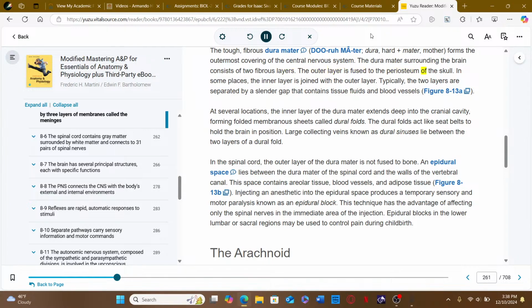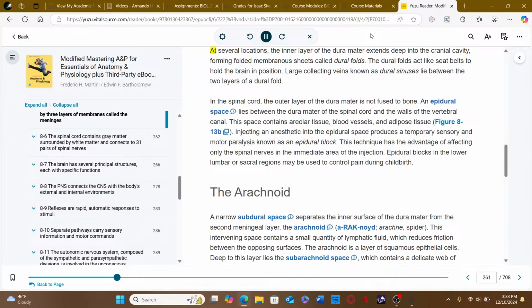The outer layer is fused to the periosteum of the skull. In some places, the inner layer is joined with the outer layer. Typically, the two layers are separated by a slender gap that contains tissue fluids and blood vessels, figure 8-13a.